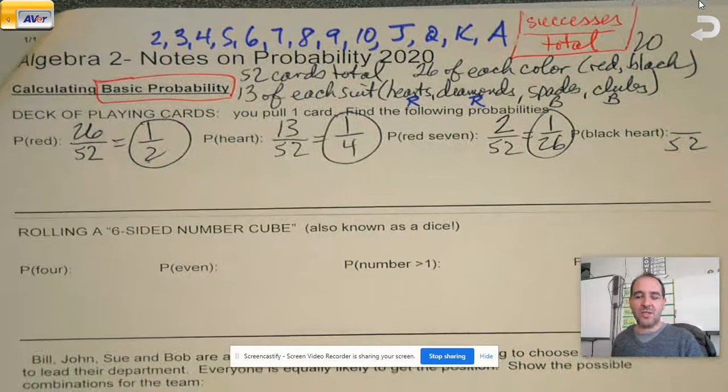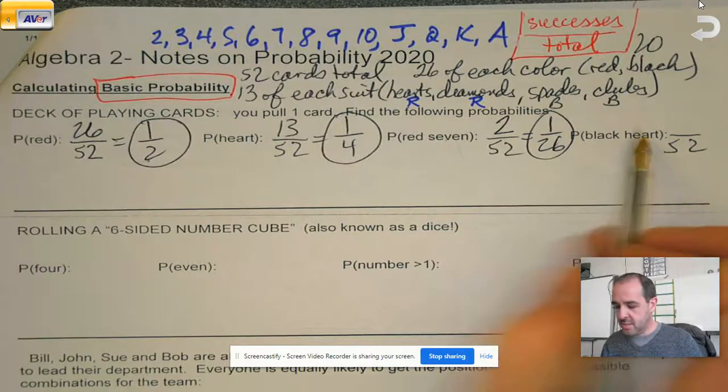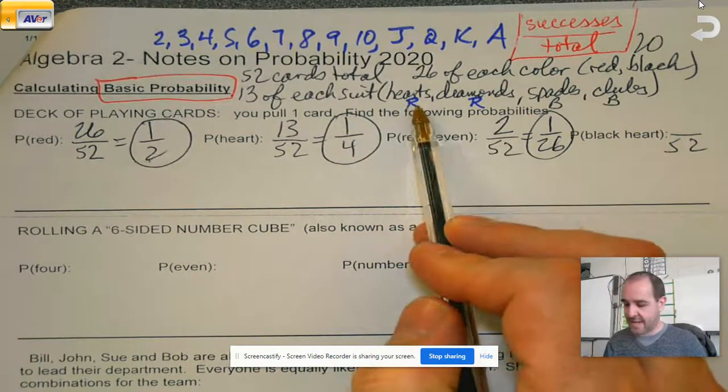And then I get to the last one. I'm trying to mess with you here. A black heart. We already wrote hearts are red. I can't get a black heart.